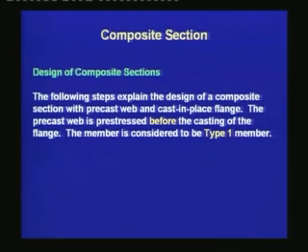The following steps explain the design of a composite section with precast web and cast in place flange. The precast web is pre-stressed before the casting of the flange. The member is considered to be a type 1 member. Thus, here we are seeing the design steps for the simple and more conventional case, where the web is precast, the flange is cast in place, the web has been pre-stressed before the casting of the flange, and the member is designed as a type 1 member where we do not want any tensile stress at transfer or at service.